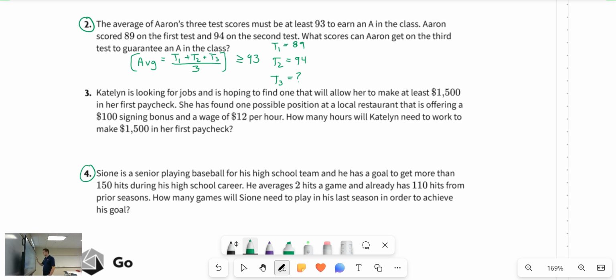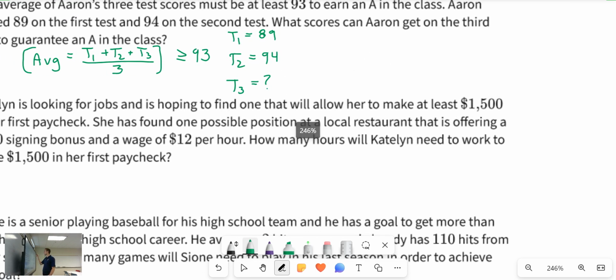So let's write down our entire inequality over here, where we would have T1, which is 89, plus T2, which is 94, plus T3, which you're going to leave as T3, all divided by 3, needs to be greater than or equal to 93. So we've written our inequality, now we have to solve it.